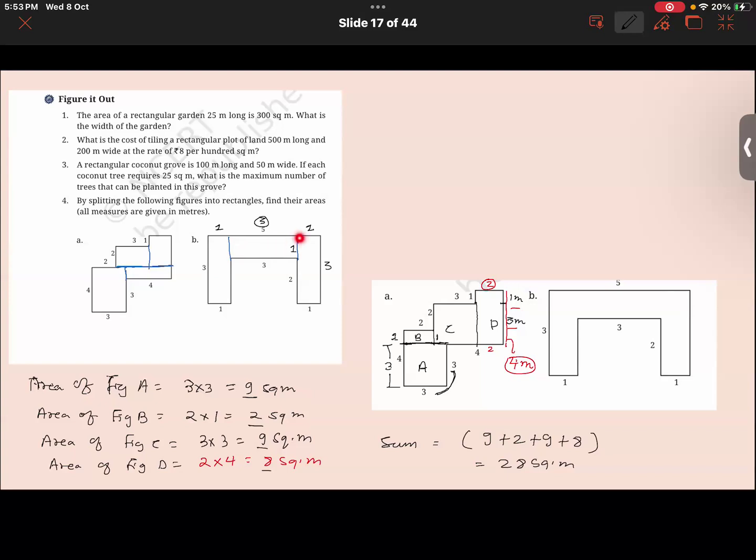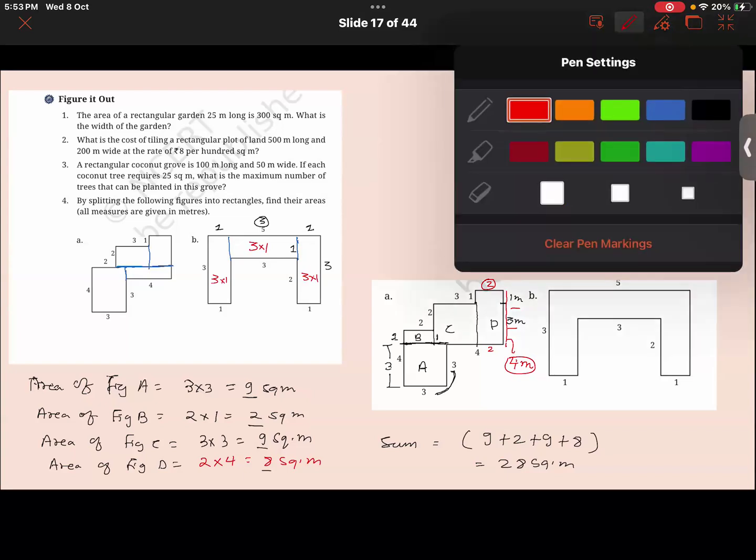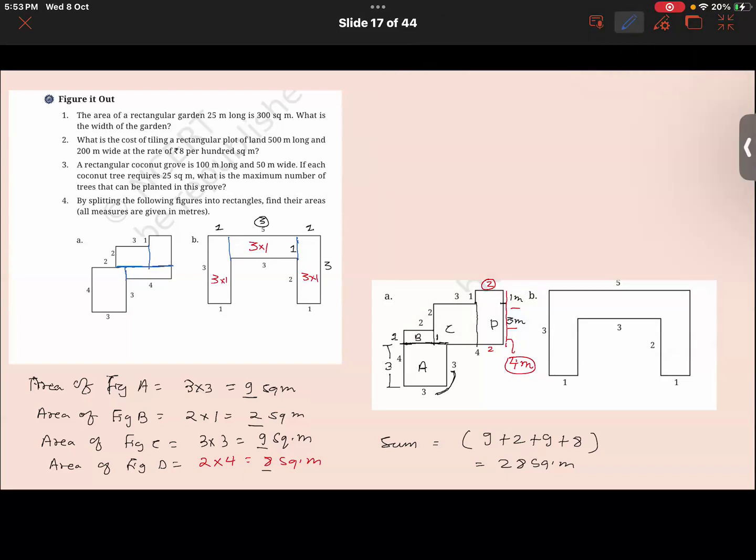And this much is 1. The width is 1. So to calculate the area of this one, that is going to be 3 into 1. This is also going to be 3 into 1. And that is also 3 into 1. Got it now? So what's the answer? 3 into 1 is equal to 3. Or simply we can add all of it, 3 square meter plus 3 square meter plus 3 square meter. And hence that is going to be 9 square meter, right?